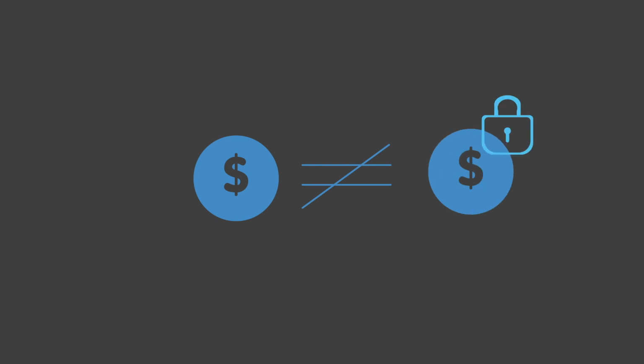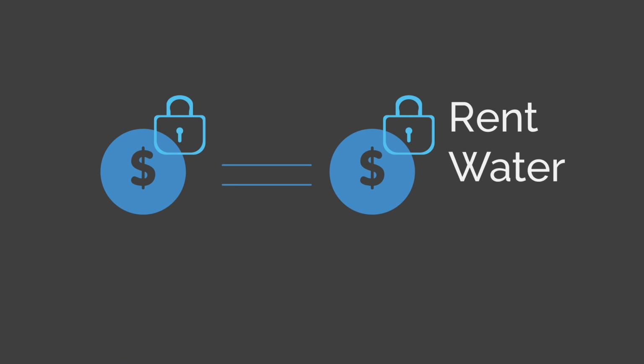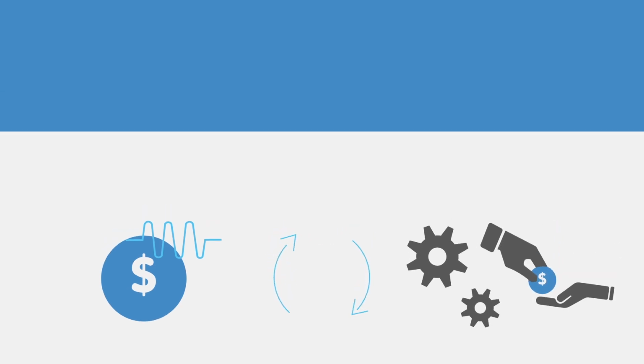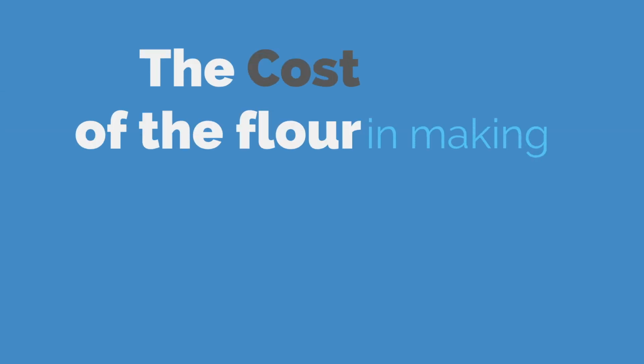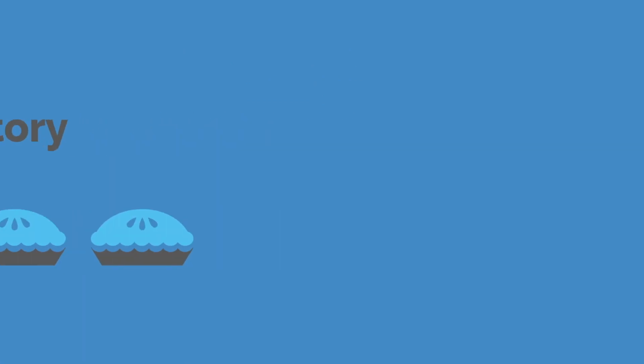Remember that not all costs are the same. Some costs are fixed, which means that they always remain the same. For example, rent, water, and payroll. And others are variable, which means that they change depending on your production or sales volume. For example, the cost of the flour in making each apple pie in our apple pie factory. The more apple pies you produce, the more money you will end up spending.